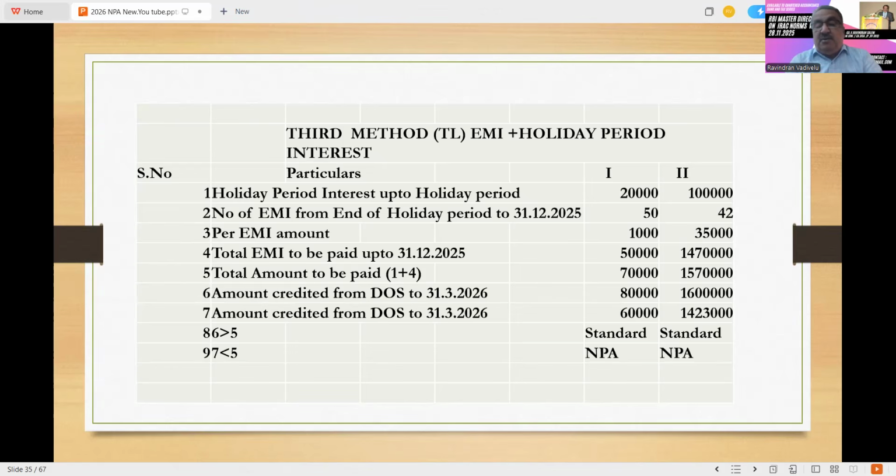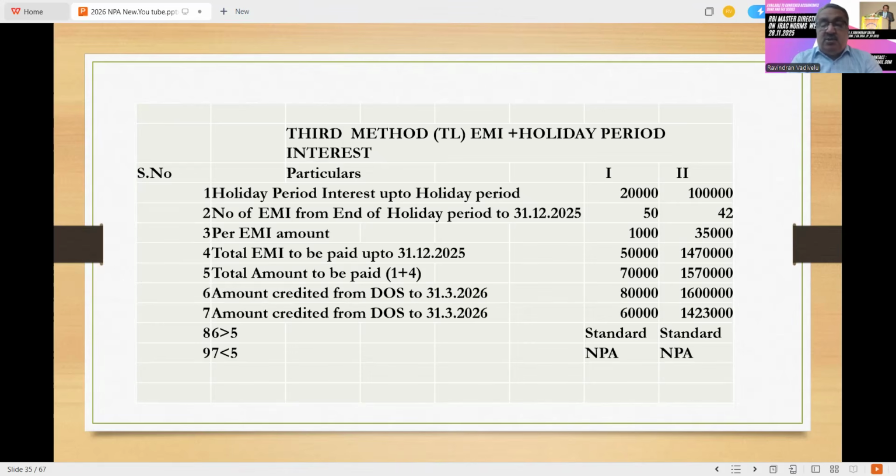EMI due up to 31/12/25, 50,000. What is the total amount to be paid? Point number 5, the total amount to be paid is 70,000. And go to point number 6. From date of sanction to 31/3/26, the customer has paid 80,000. That means instead of 70,000, the borrower has paid 80,000. Then that account has to be treated as standard.